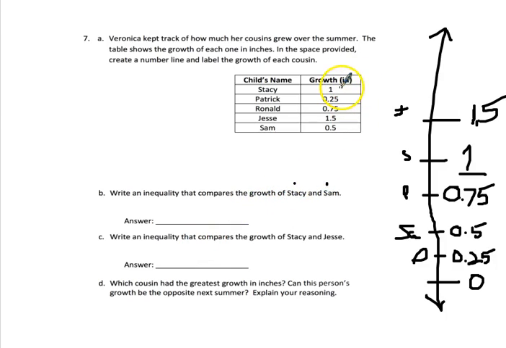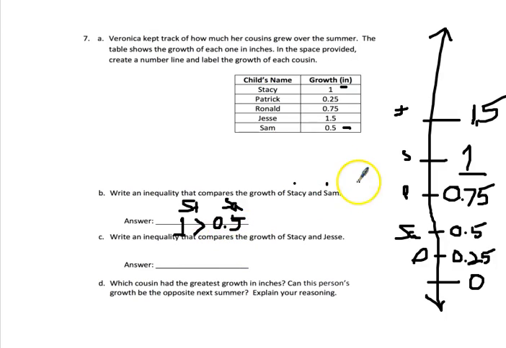So I need to look at Stacy's growth, and I need to look at Sam's growth. I'm comparing Stacy to Sam. So I'm going to put Stacy and Sam. And Stacy is 1 inch. Sam is 1/2 an inch. 1 inch is greater than 1/2 an inch.